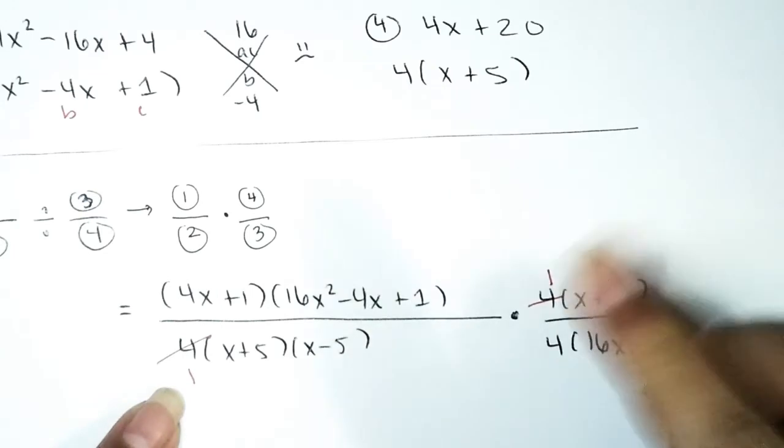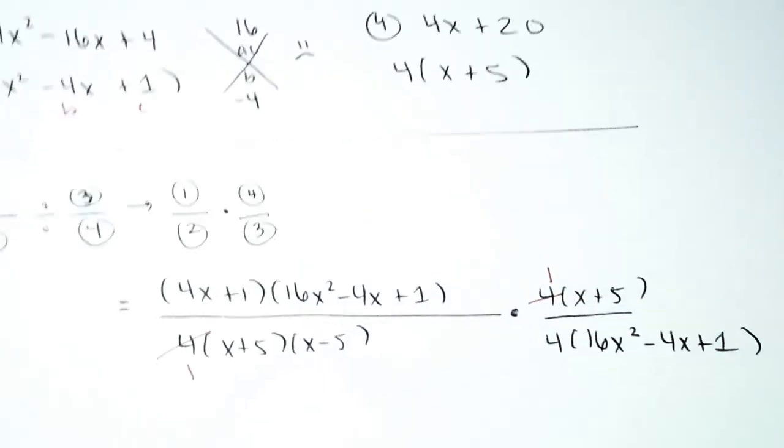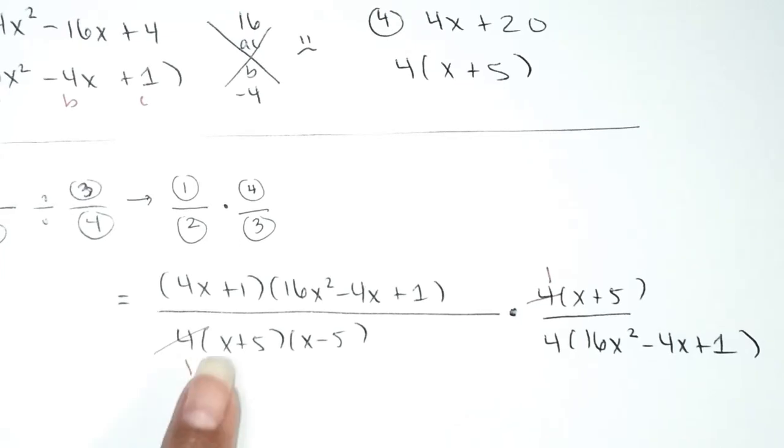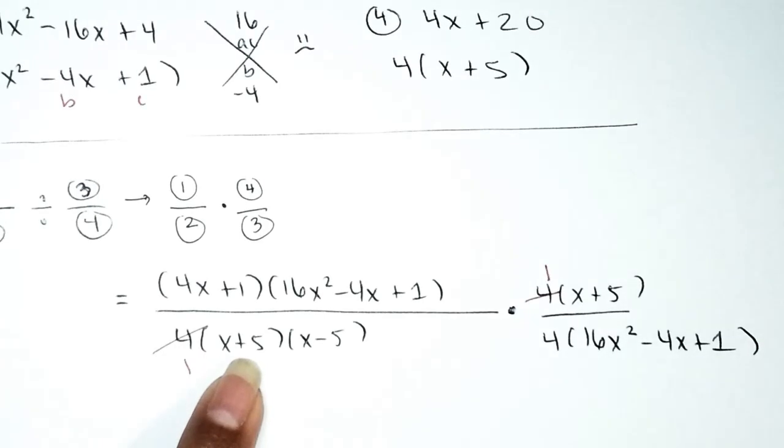Someone said, what if I cancel these 4s instead? That's fine. That just means you're cool like that, and you just go straight to attack mode and cancel whatever catches your eye. I don't like to do that because sometimes I don't see things, so I need to do things in order. Okay, I got an x plus 5. Can I cancel it with something? I sure can.